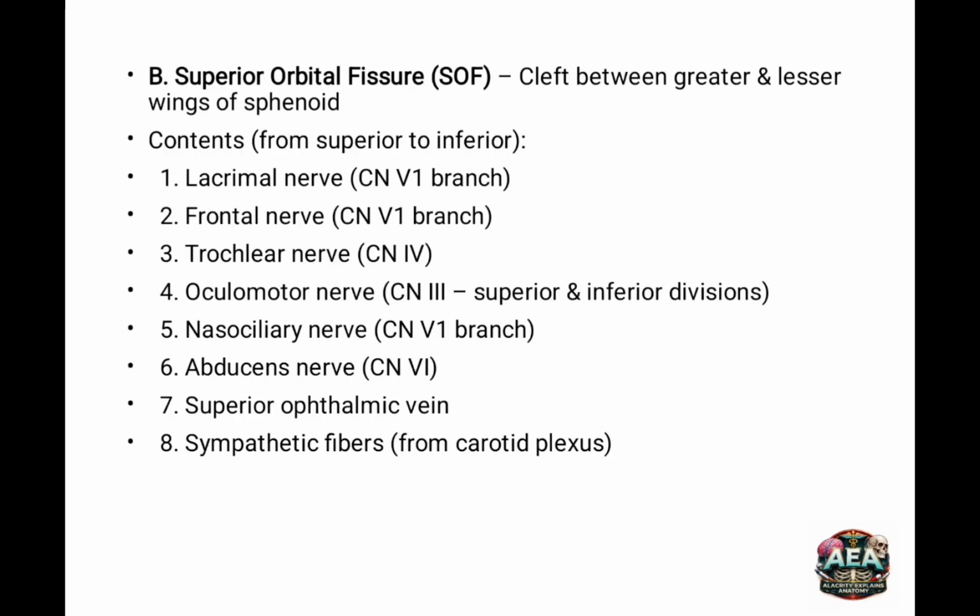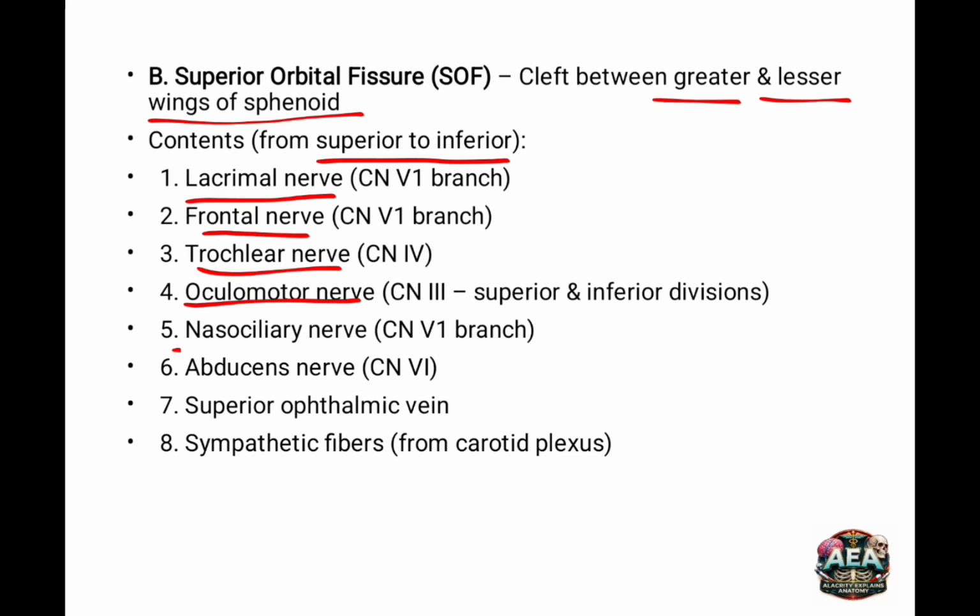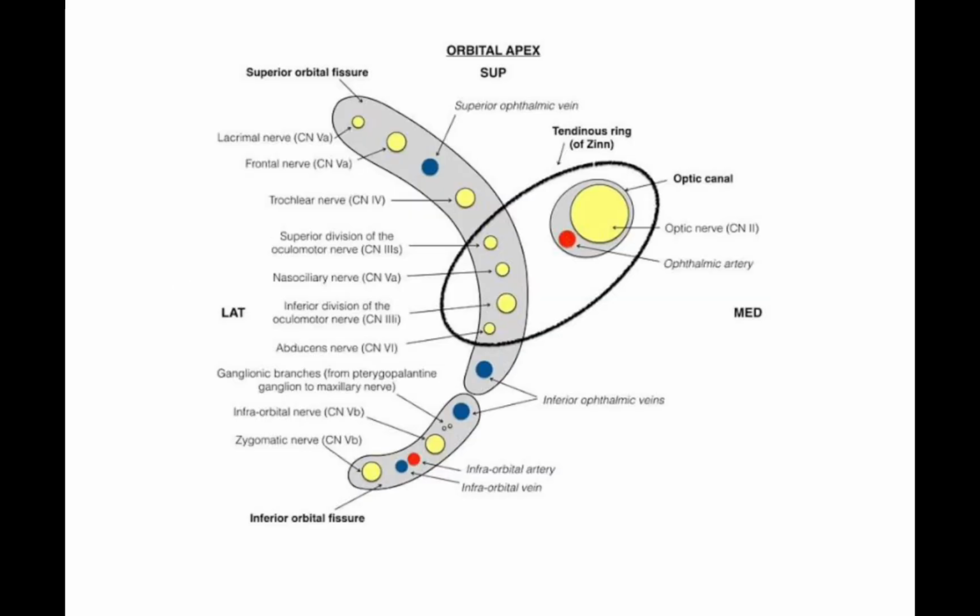Moving to the superior orbital fissure. The superior orbital fissure is a cleft between the greater and the lesser wings of the sphenoid. Contents from superior to inferior: we have the lacrimal nerve, the frontal nerve, the trochlear nerve, the oculomotor nerve, the nasociliary nerve, the abducens nerve, the superior ophthalmic vein, and the sympathetic fibers from the carotid plexus. You have to memorize them in this order from superior to inferior. This is the superior orbital fissure, and these are structures arranged from superior to inferior. So take note of that.